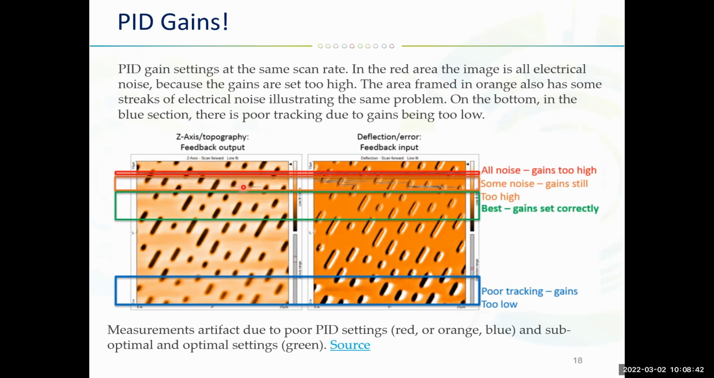Some noise you can still see as these sharp horizontal lines. You can see your sample, but the noise is still kind of high. So this means gains are still too high. And these are the best settings here in the green. So you don't have any parallel lines, you have your own sample here. And then if the gains are too low, the tracking is very bad. So these gains can be adjusted in the software while you're doing AFM measurements.